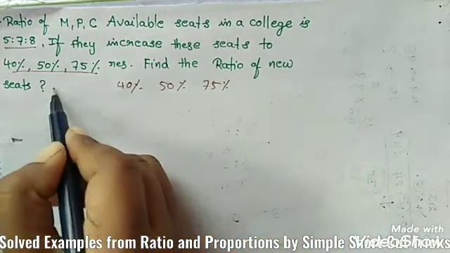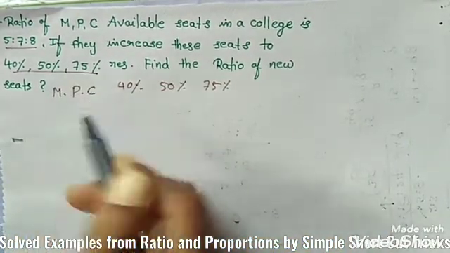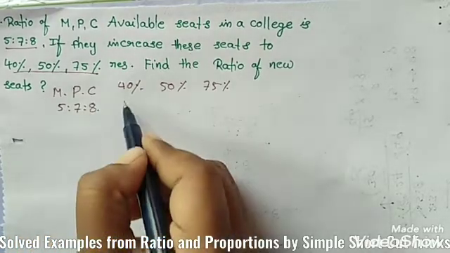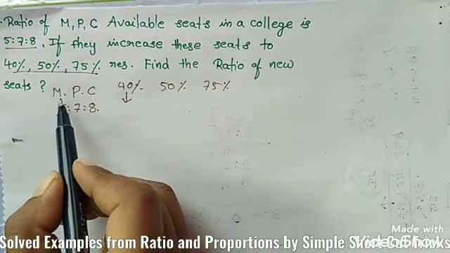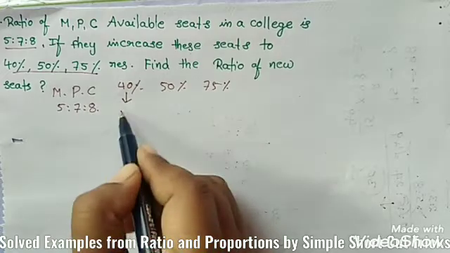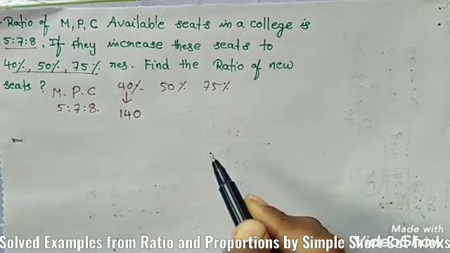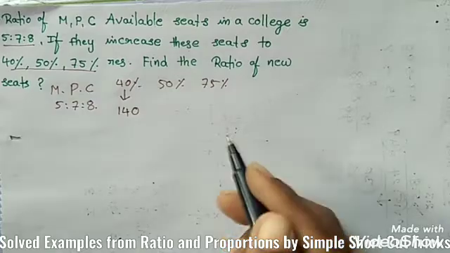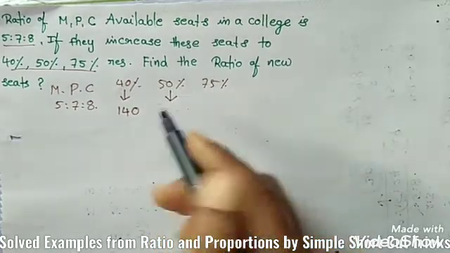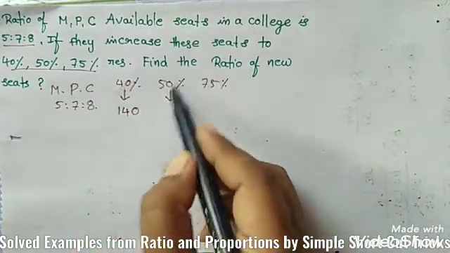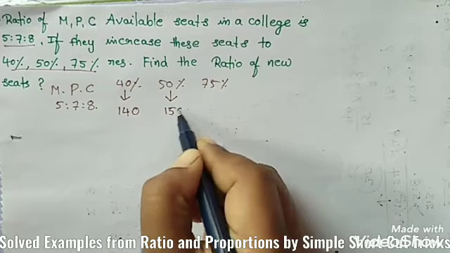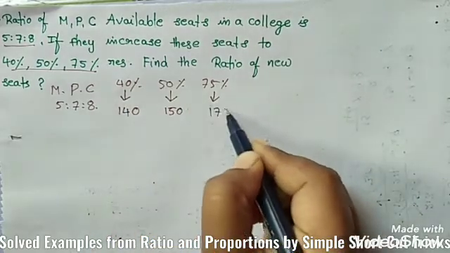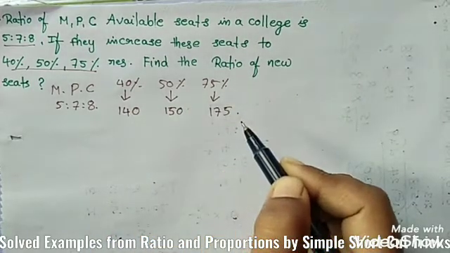Just for MPC, maths, physics and chemistry, the ratio they have given is 5:7:8. If they increase maths seats by 40%, it will become 140. Percentage means we are considering it with 100. 50% means physics seats they are increasing by 50%, nothing but 150 seats. 75% chemistry seats means they are increasing to 175 seats.